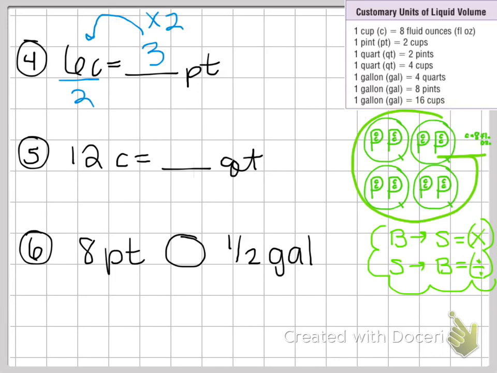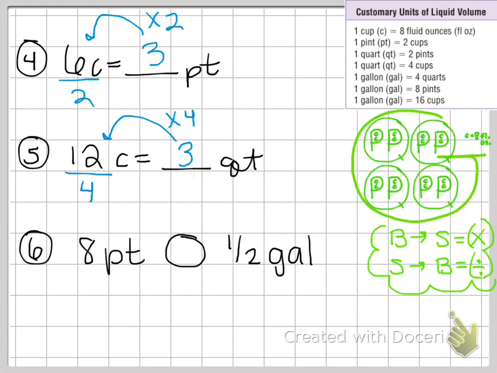For number 5, we are converting 12 cups to quarts. Inside every quart there are 4 cups. So we're going to divide 12 by 4. Smaller to bigger, we're going to divide, and we get a total of 3 quarts. Again, you can check your work by working your way backwards and multiplying to make sure that it matches.